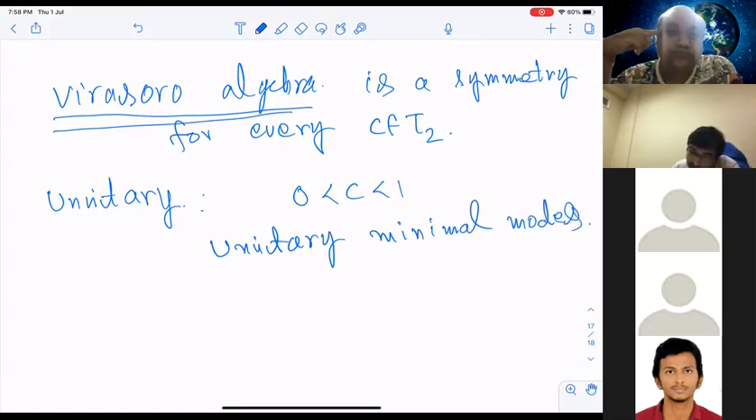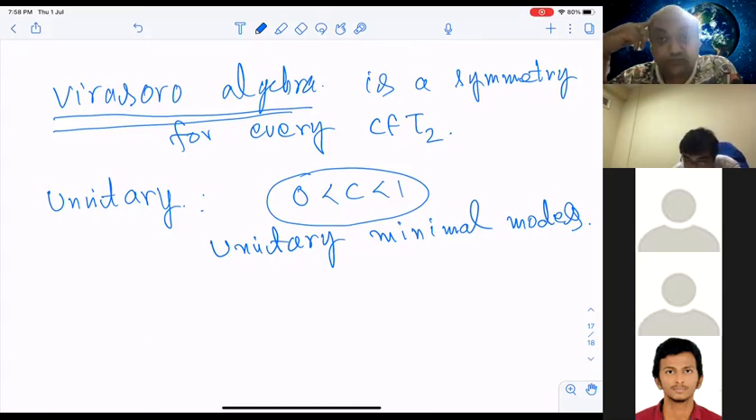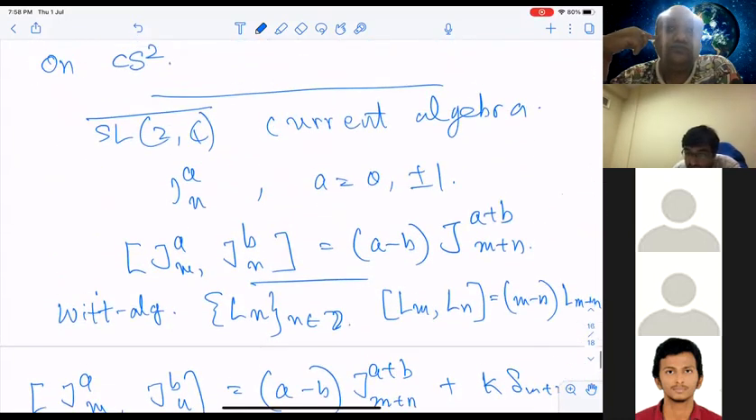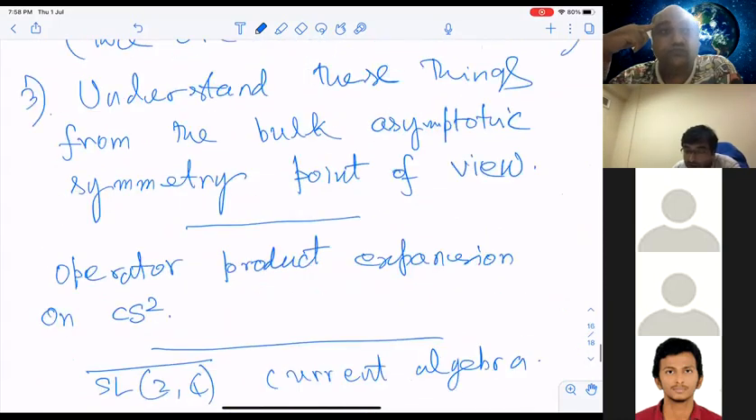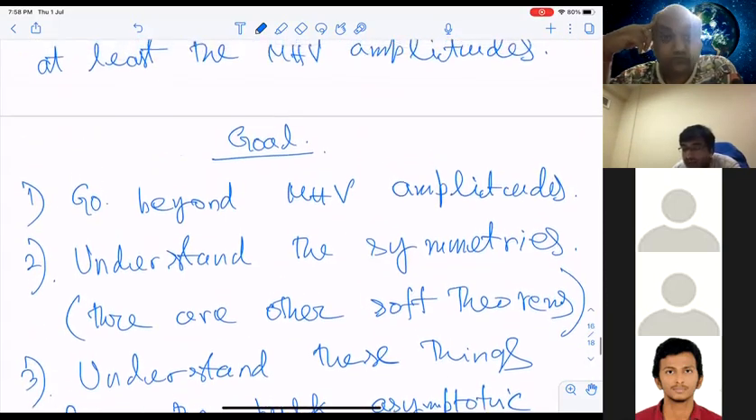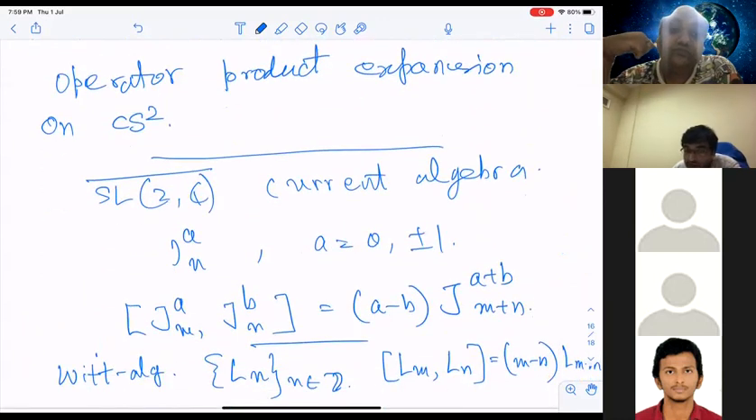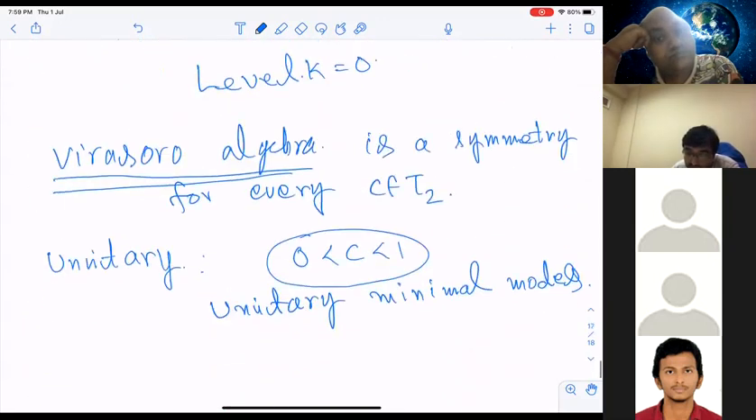As I said, it's a symmetry for every two-dimensional conformal field theory, but only for these special values of c can you solve the conformal field theory just using the Virasoro algebra, and that is exactly what is happening here. So these algebras of course don't depend on which particular amplitude you look at, but there is a class of amplitudes which can be solved just based on this.